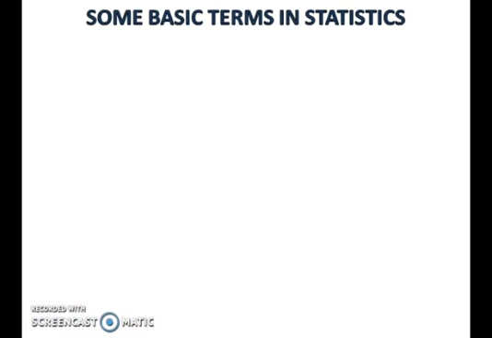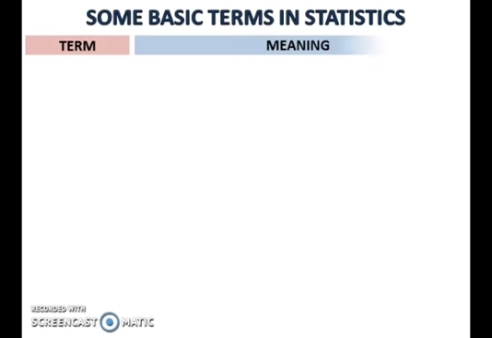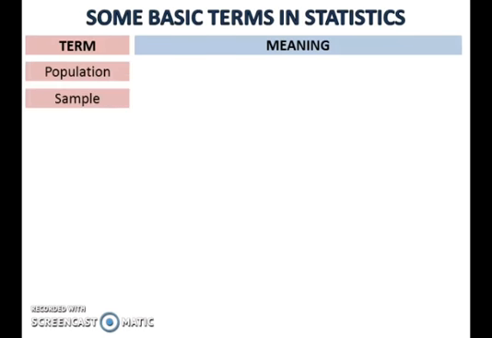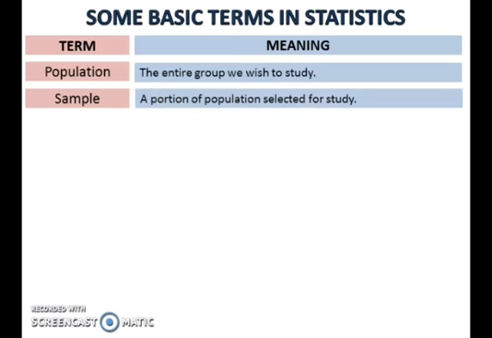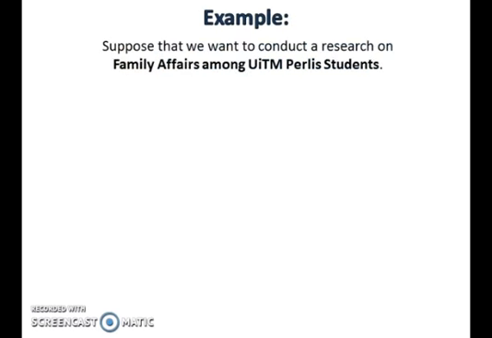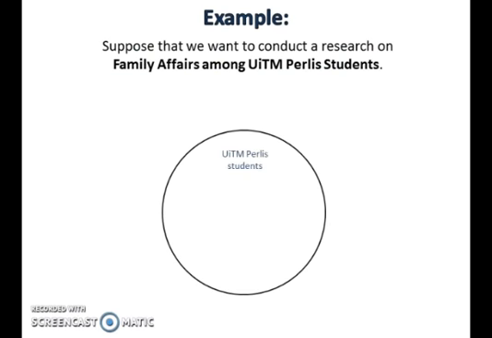Now let's look at some basic terms in statistics. The first two important terms are population and sample. Population is the entire group that we wish to study, while sample is a portion of population selected for study. For example, suppose that we want to conduct a research on family affairs among UiTM Perlis students. Our population would be all UiTM Perlis students.